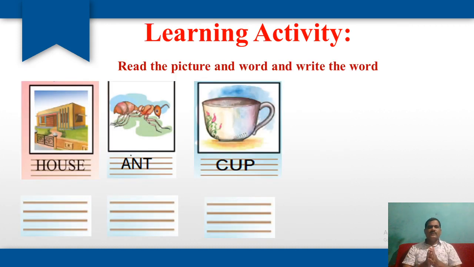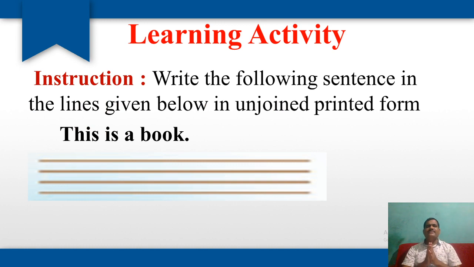Next, the students have to read the picture, read the words, and follow the handwriting, how the words are written in the unjoined printed form, and accordingly they can copy the handwriting and write. The next activity: you can find a sentence written here. The students will be instructed to write the sentence in unjoined printed form. So they have to write it down.